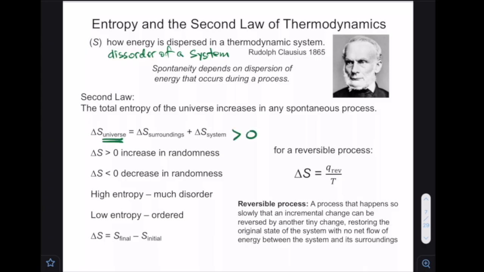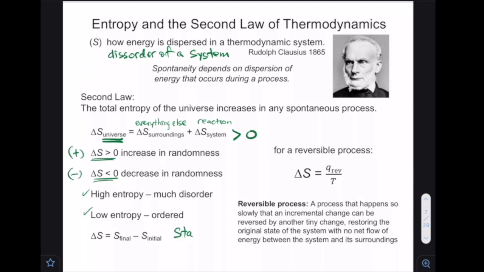The system is typically your reaction that you're studying, and the surroundings is everything else. If you have an increase in randomness, your delta S is going to be a positive value, greater than zero. A decrease in the randomness, then delta S is going to be negative. So this is positive, this is negative. Something that has high entropy means that you have a lot of disorder. Something that has low entropy just means that it is more ordered. There's more organization. There's less randomness in the system.